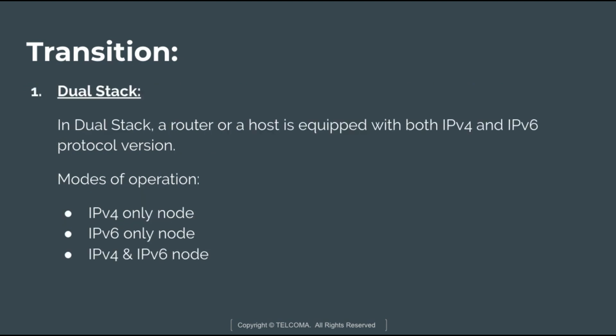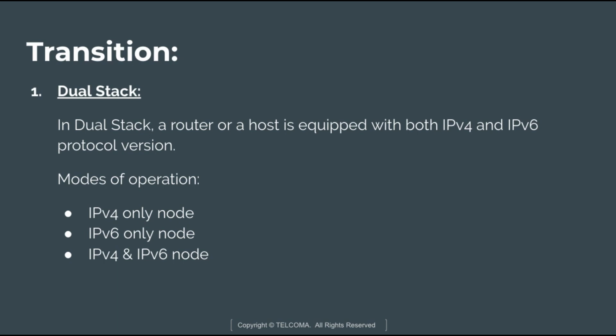In dual stack, a router or a host is equipped with both IPv4 and IPv6 protocol versions. It means it knows the rules of IPv4 as well as IPv6 addresses. There are modes of operation in dual stack. The first one is IPv4 only node. When the IPv4 stack is enabled and the IPv6 stack is disabled, the node behaves like an IPv4 only node.